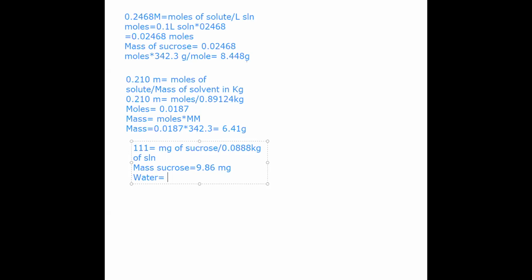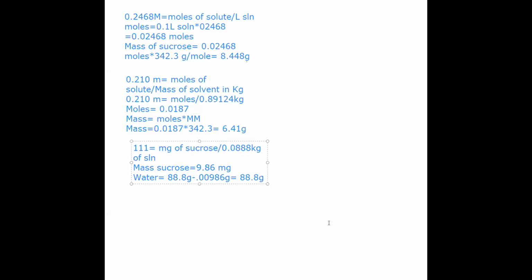So the mass of the water will basically just be 88.8 grams, and we will subtract the 9.86 milligrams, which would be minus 0.00986 grams. And that's a very small number, which will leave us with still about 88.8 grams of water.